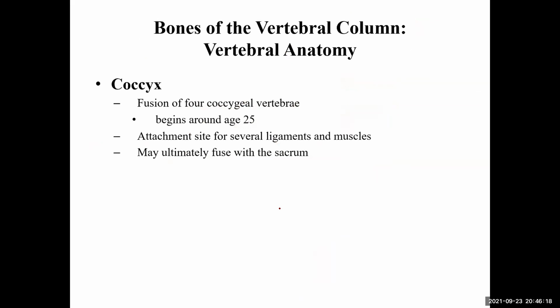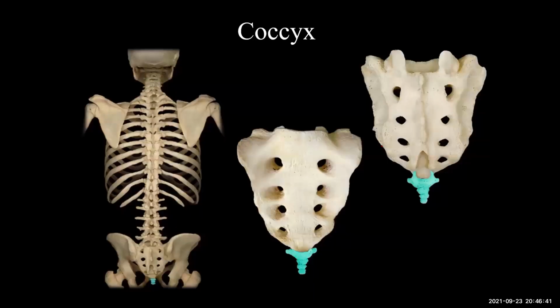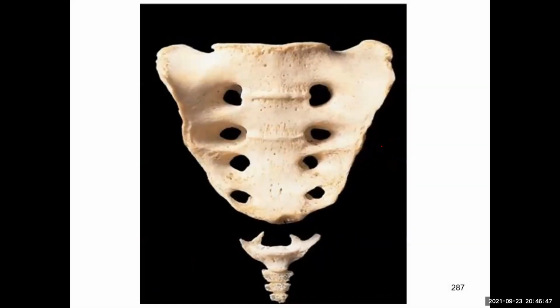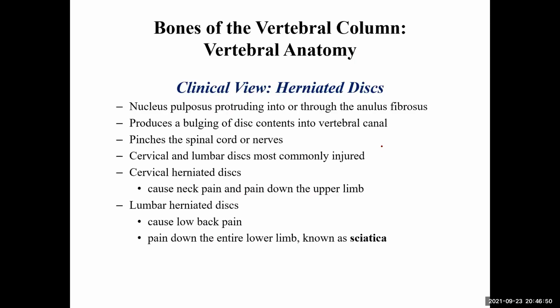Our final bone of the vertebral column is the coccyx. Really nothing going on there. At one point it was individual vertebrae that have all fused together, and there's a possibility that the coccyx can fuse onto the sacrum. But this is, again, an attachment site, as I mentioned before, for several ligaments and muscles there. And there you can see the coccyx. There's the sacrum and the coccyx separated from one another.